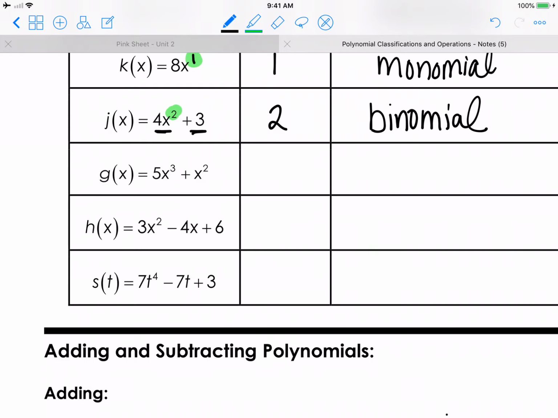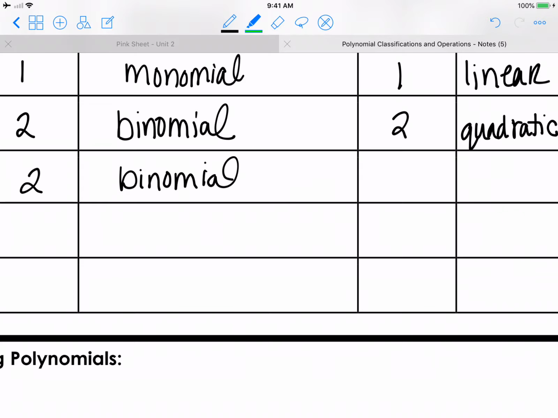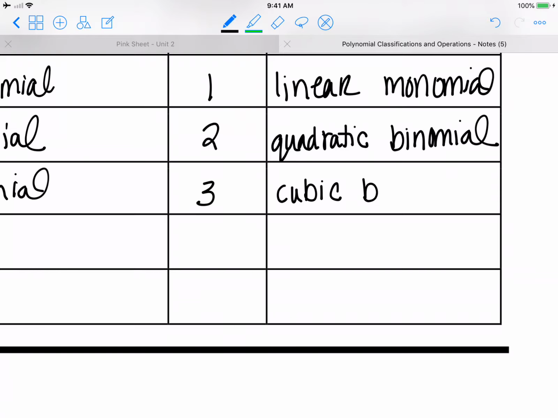So again, what's your degree first? Well, the highest degree is 3. Oh, wait, hold on, number of terms. So, yeah, number of terms is 2. So that's called a binomial. The highest degree is 3. So our chart tells us that it's called a cubic, and that's the degree name, plus the number of terms, and it's called a binomial. So it's a cubic binomial.